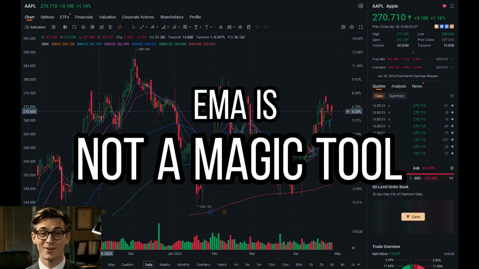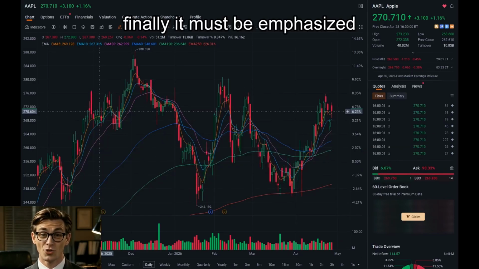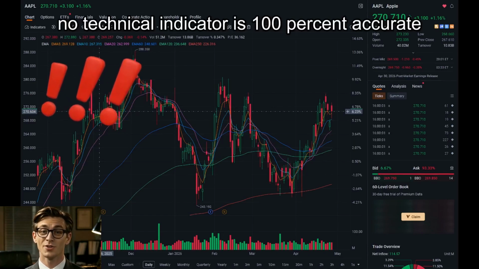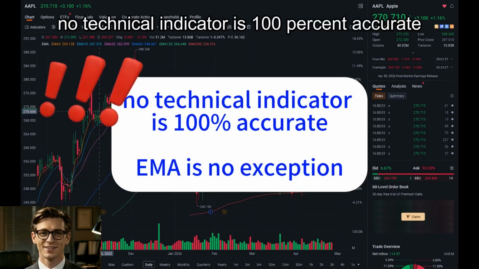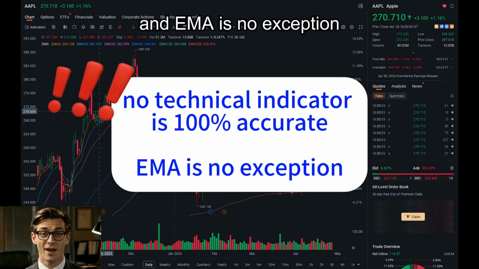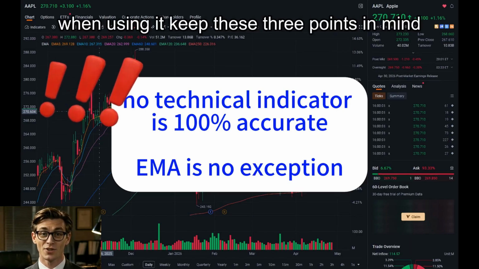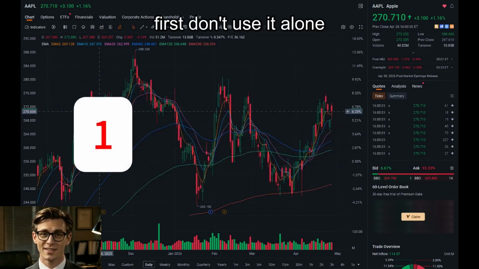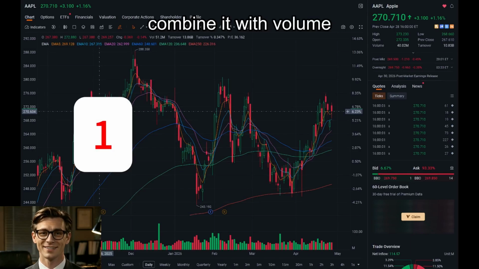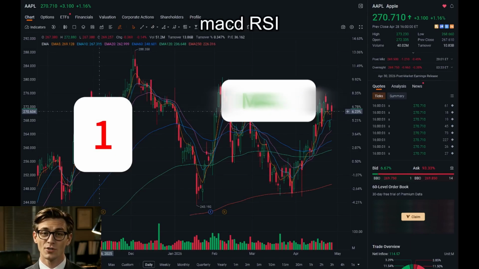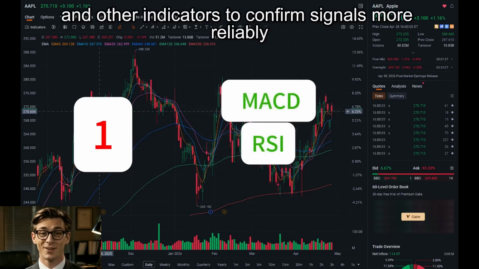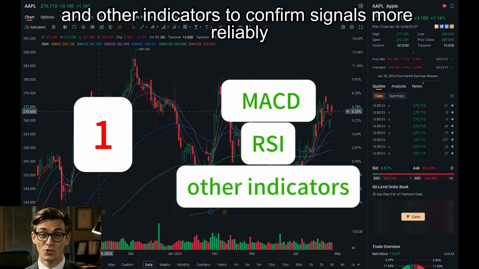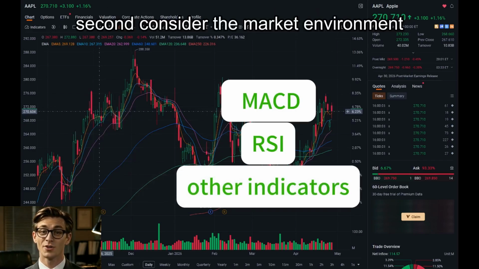EMA is not a magic tool. Finally, it must be emphasized, no technical indicator is 100% accurate, and EMA is no exception. When using it, keep these 3 points in mind. First, don't use it alone. Combine it with volume, MACD, RSI, and other indicators to confirm signals more reliably.